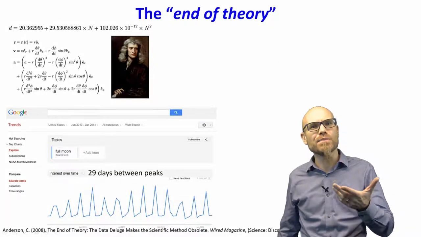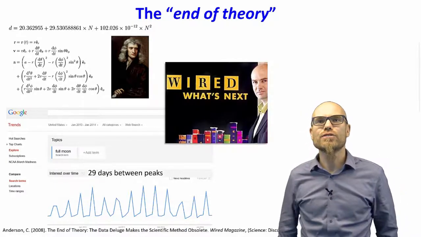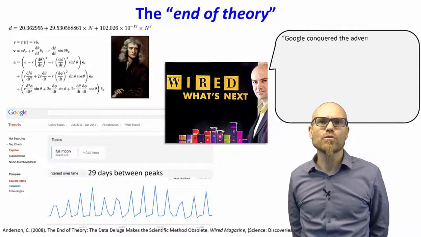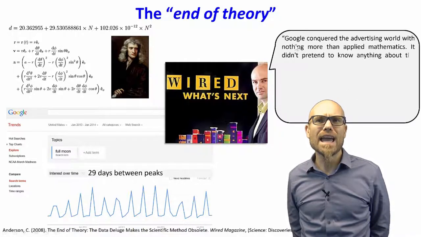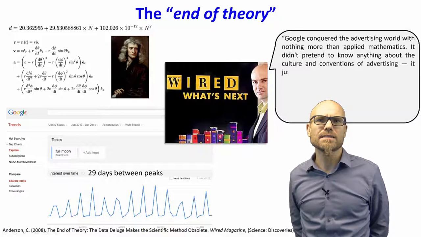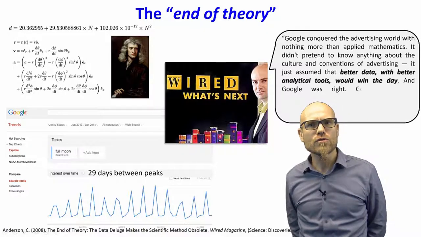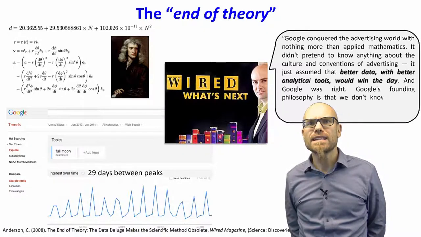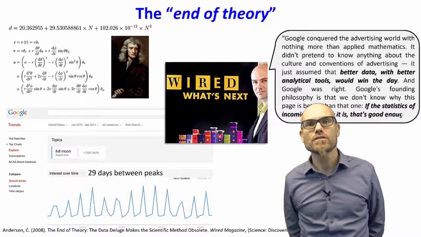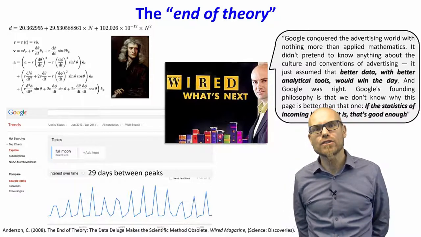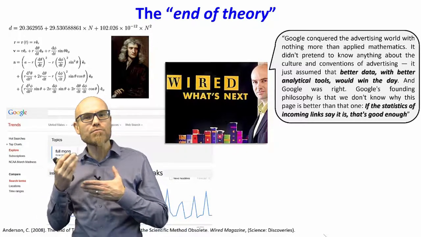And these kinds of claims led people like Chris Anderson, who was the editor of Wired, that's a big tech magazine, to say, well, Google conquered the advertising world with nothing more than applied mathematics. It didn't pretend to know anything about the culture and conventions of advertising. Just assumed that better data with better analytical tools would win the day. And Google was right. Google's founding philosophy is that we don't know why this page is better than that one in Google search recommendations. If the statistics of incoming links say so, that's good enough. So Google, without any theory, is able to make predictions.